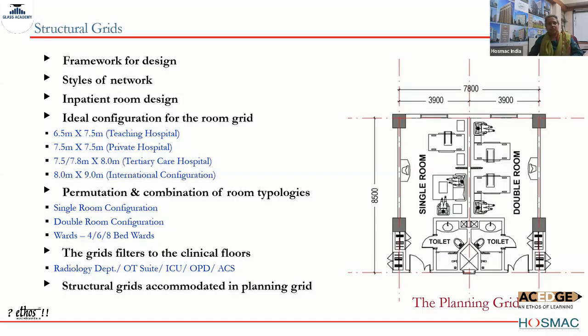There are permutations and combinations of room typologies. There is a single room, there is a twin room, there's a deluxe room, there are suites, which are single rooms again, but lavishly done, where a family room is combined with the main patient room. Then there are wards. So there are 10 bedder wards also, 4 beds, 6 beds, 8 beds, 10 beds, 5 beds. There are wards of different types, okay?